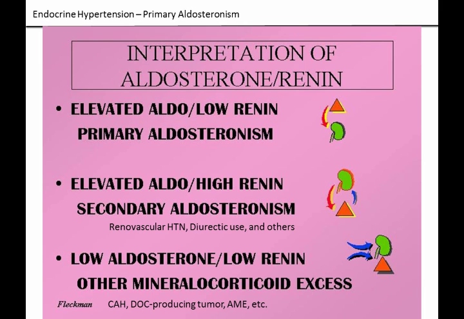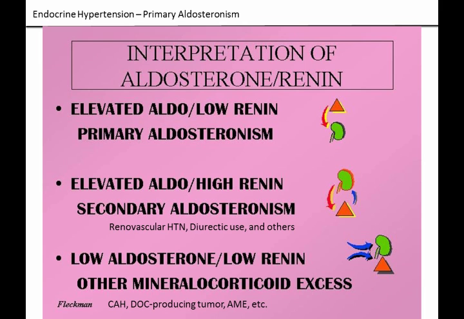Diuretic use can also do that. It decreases circulating blood volume, and you get a response by a rise in renin and rise in aldosterone concentration. So high aldo, high renin is secondary aldosteronism, not what we're looking at, which is primary aldosteronism. And then what we'll talk about later is low aldosterone, low renin.